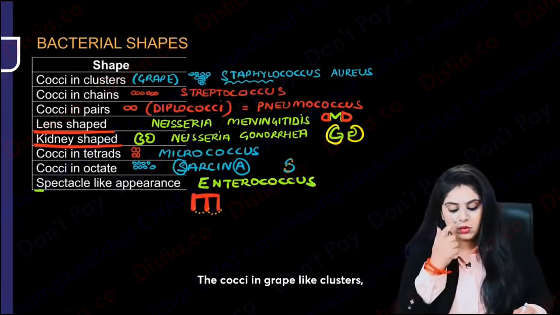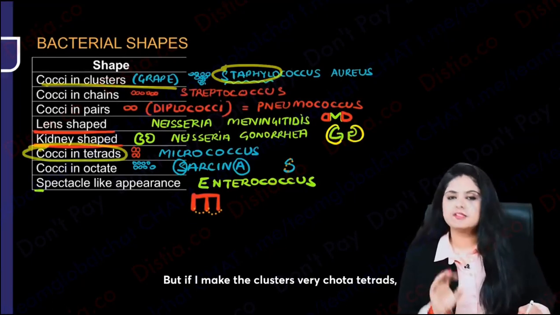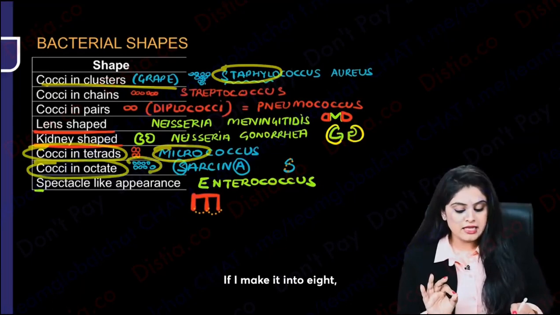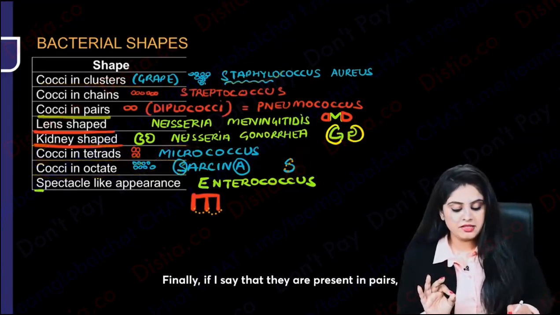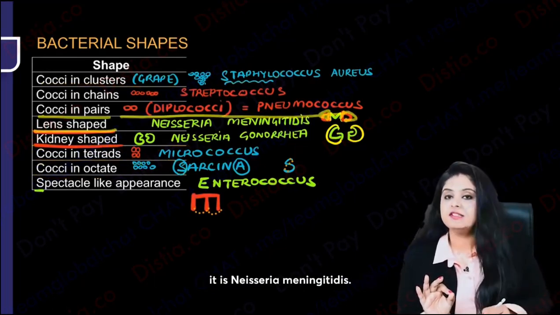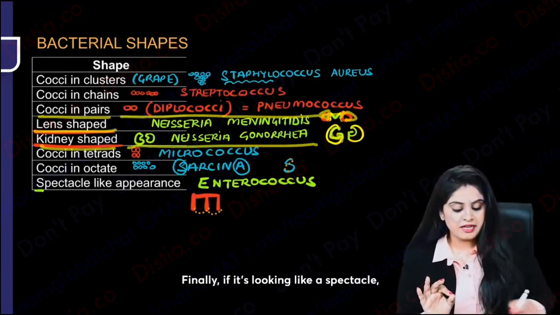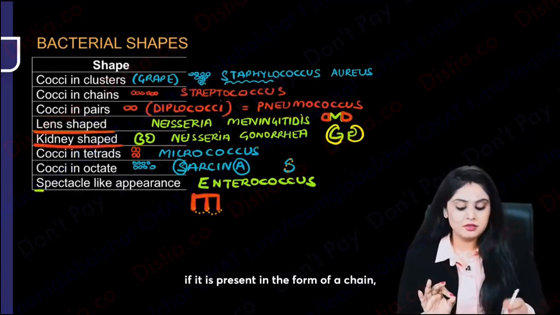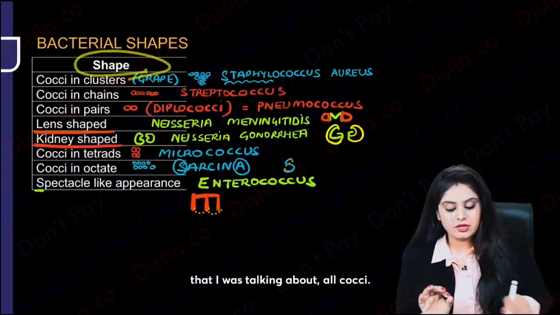Let's do a recap. The cocci in grape-like clusters, staphyle means grape, Staphylococcus aureus. But if I make the clusters very small tetrads, they are small clusters, micrococcus. If I make it into 8, Sarcina is going to look like 8. Finally, if I say that they are present in pairs, that is diplococci, that is pneumococcus. But if the diplococci are looking lens like this, it is Neisseria meningitidis. If it's looking like a kidney, it becomes Neisseria gonorrhoeae. Finally, if it's looking like a spectacle, I call it Enterococcus. And the last thing is, if it is present in the form of a chain, it is going to be Streptococcus. These were all the cocci that I was talking about.